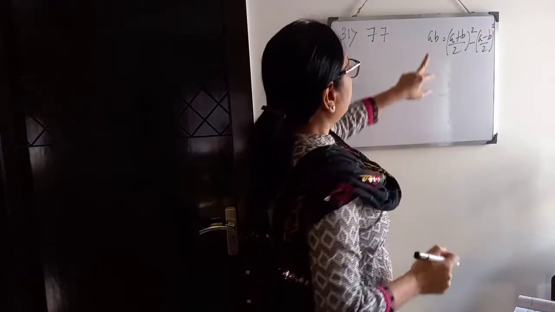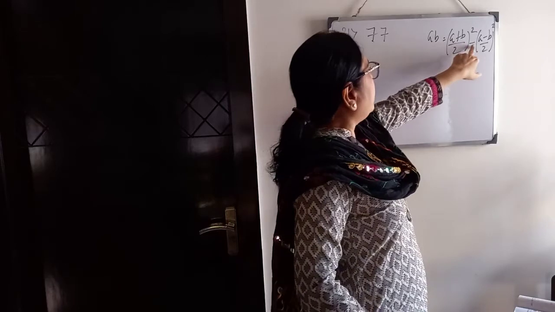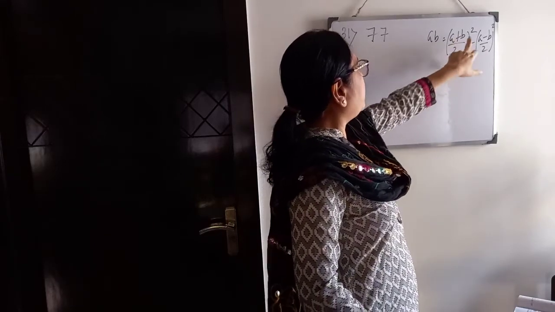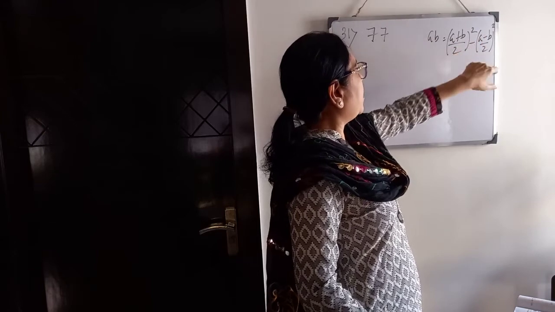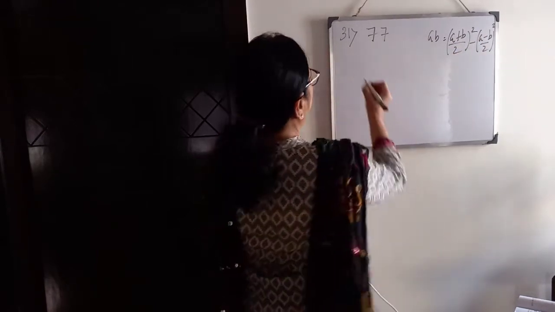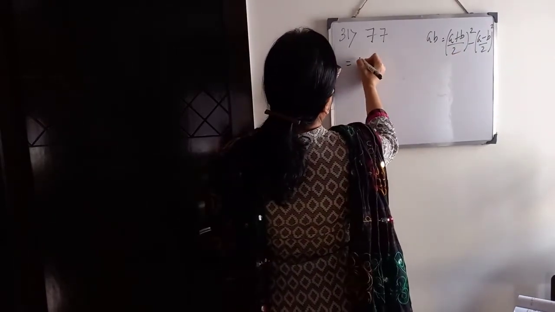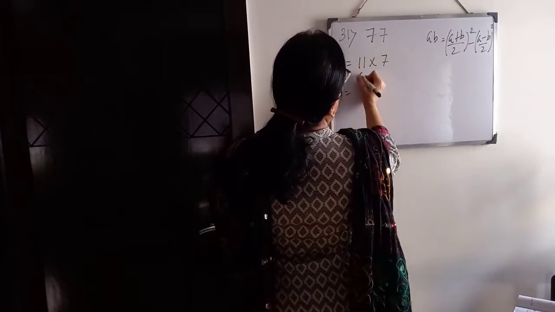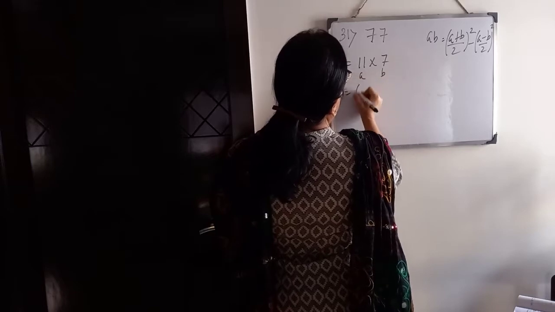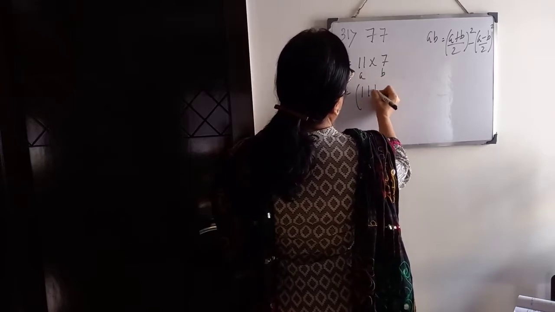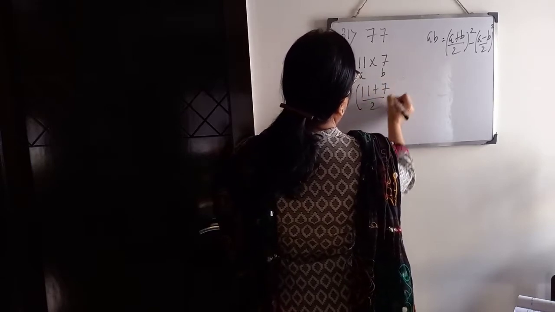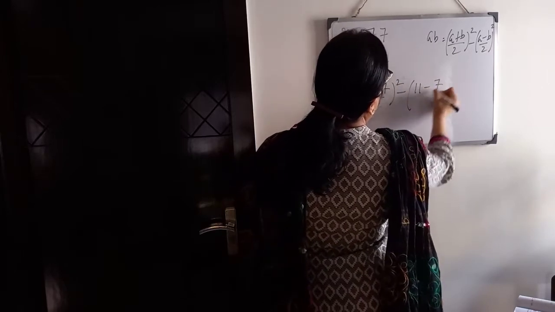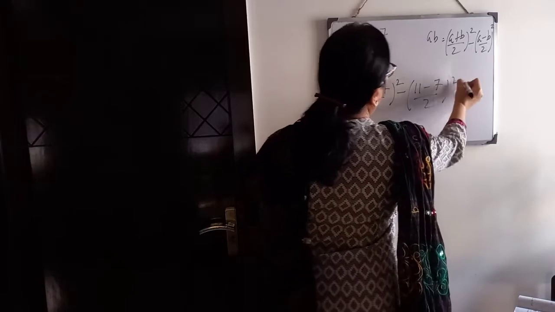So this was in that form as the difference of two squares. ab equals (a plus b by 2) whole square minus (a minus b by 2) whole square. So 77, we can write 11 into 7. Now it is in the form of a and b. So we can write (11 plus 7 by 2) whole square minus (11 minus 7 by 2) whole square. Clear?